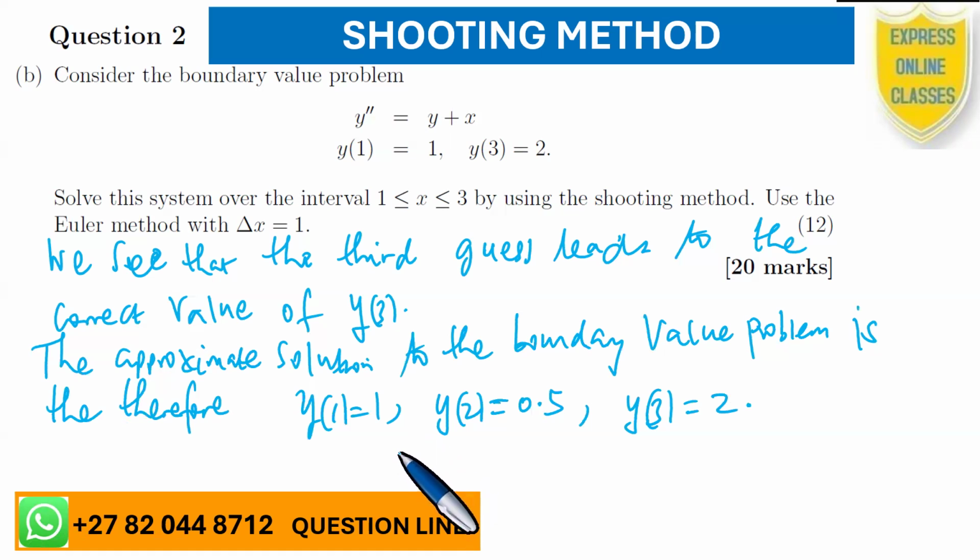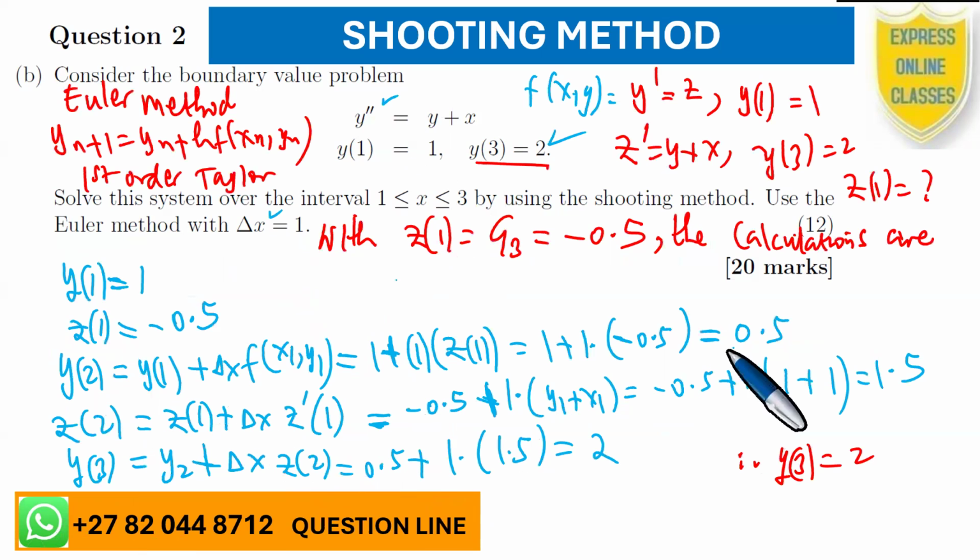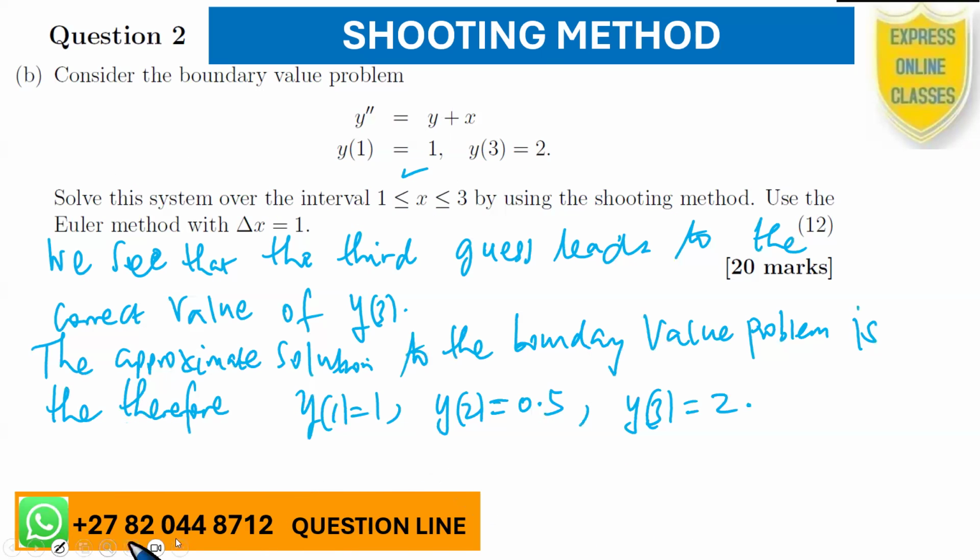Right, so this is it. The approximate solution is y1 is 1, y2 is 0.5, y3 is 2. So we have solved this problem by using the shooting method.